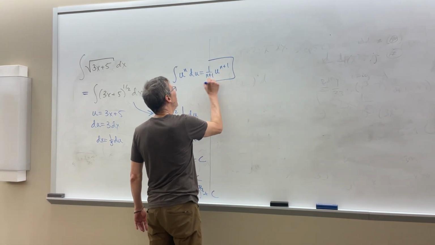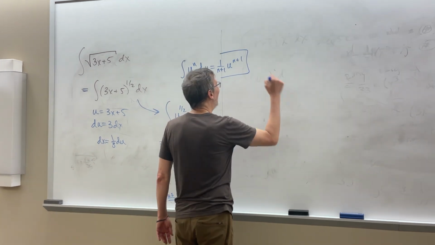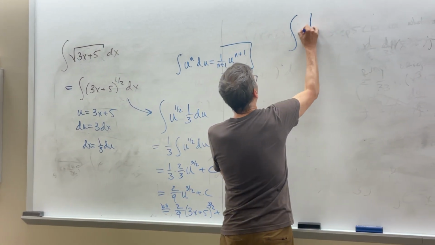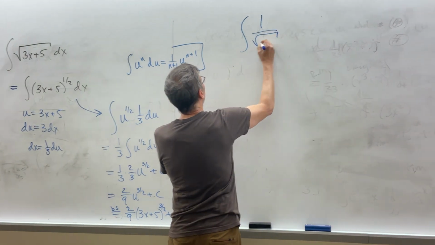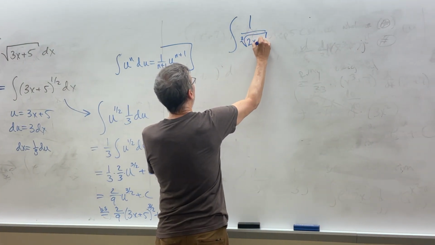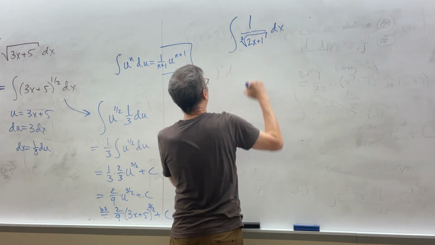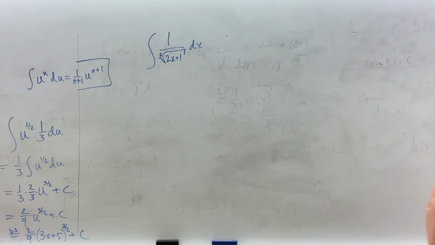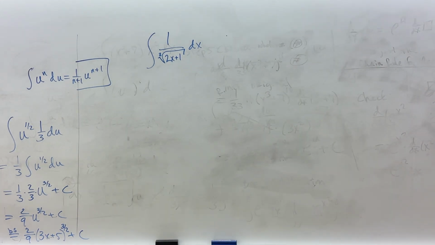All right, so let's try another one. The integral of one over the cube root of 2x plus 1 dx. That is a cube root. I'm definitely going to have you help me with this one, Kevin. Okay.